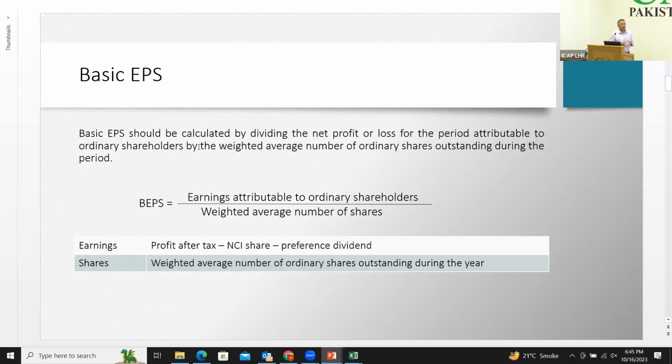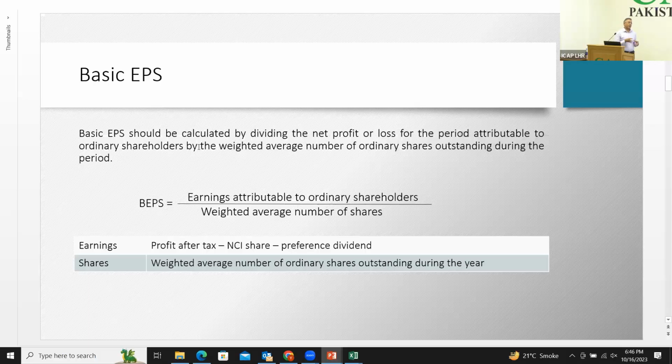If there have been certain shares issued during the year, then it's very important whether those shares are issued at market value or other than market value. If those are issued at market value, then it will be a simple weighted average.